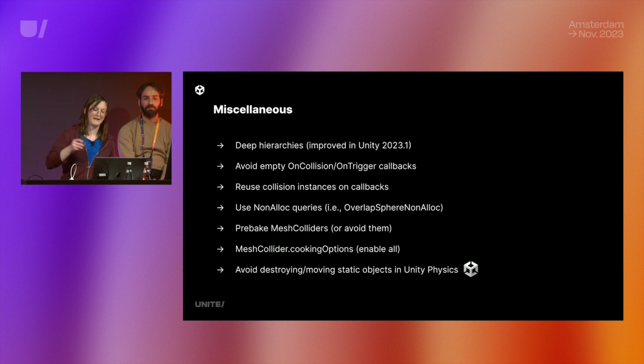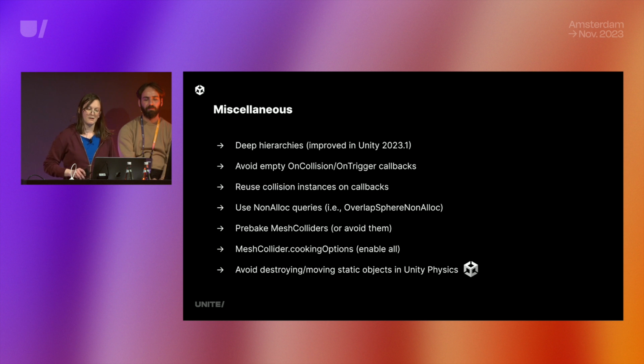And mesh colliders. Sometimes we have to use them, there's no way around it, but try to use primitive colliders if you can. However, if you do need mesh colliders, then it's best to pre-bake them by setting the prebake collision meshes option in the player settings. This will, however, increase the application size, so do note that. And then also enable all options when cooking collision meshes in order to optimize your resulting geometry.